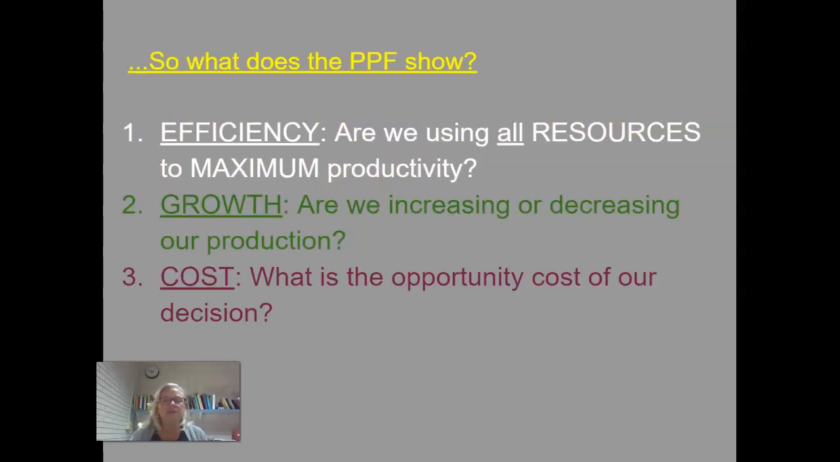So what does the PPF actually show? First of all, it shows efficiency. Are we using all resources to maximum productivity? Growth. Are we increasing or decreasing our production? Cost. What is the opportunity cost of our decision?